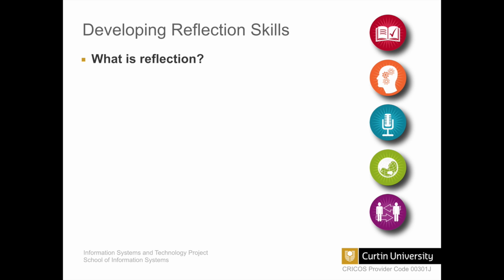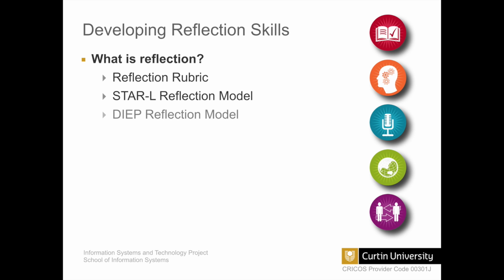To begin, we'll consider exactly what a reflection is. We'll consider this based on a simple rubric that characterizes attributes of a well-written reflection at varying levels of detail and analysis. We'll look at the STAR-L model: situation, task, action, result, and lessons learned, a framework to help you to write effective reflections. We'll also look at the DIEP model: describe, interpret, evaluate, and plan. Similar to STAR-L, you may also find the DIEP model to be an effective approach.